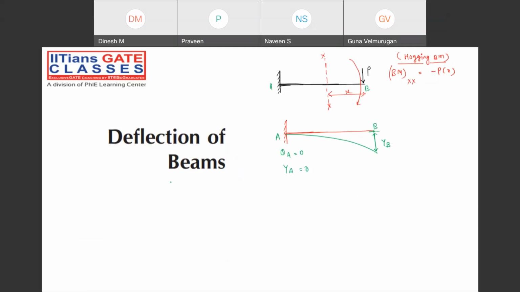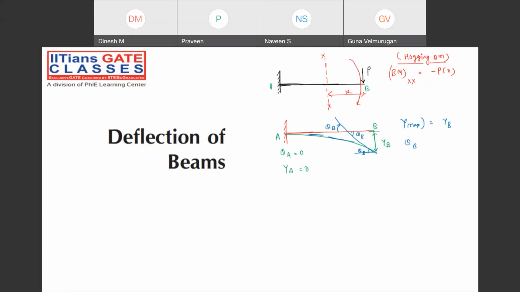Yes or no, guys? Now, in the whole beam, if I ask you where we are going to have the maximum slope, what will you say? You can say that the maximum slope we are going to have at point B. Sorry, the maximum deflection and maximum slope are both there. As you keep on moving, the slope keeps on increasing, something like this.